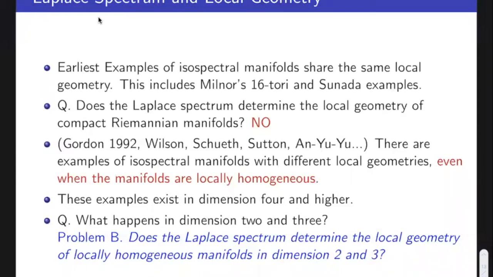Any questions? Okay, I'd like to move on. To answer this question, the terminology from three-manifolds is quite useful.